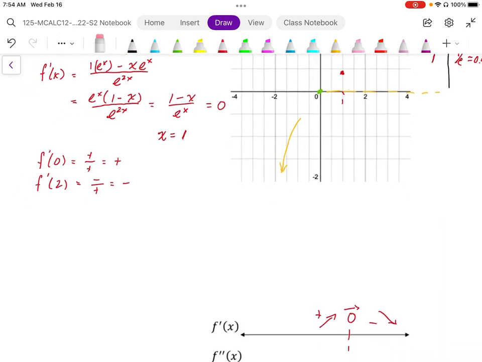So we've established the first derivative and the slope chart for the first derivative. Now we want to find the concavity. So for the concavity, we're going to find the second derivative. So we're going to differentiate that expression again.